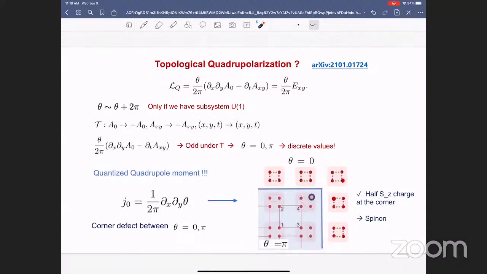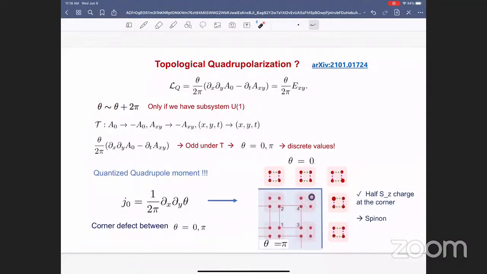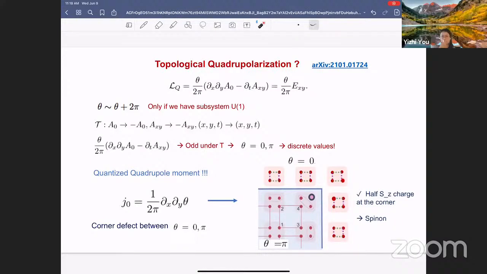Are these A's circle valued or are they real? They're circle valued. Oh, I see. But then the derivatives don't make sense on the lattice.